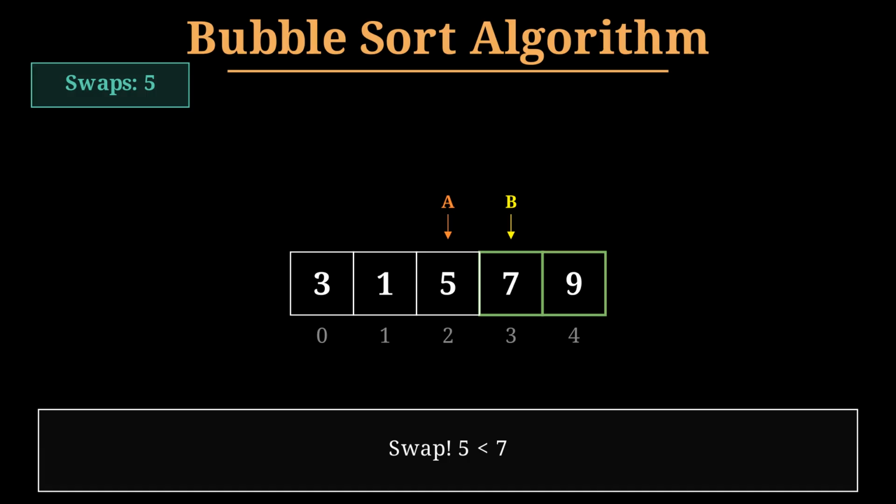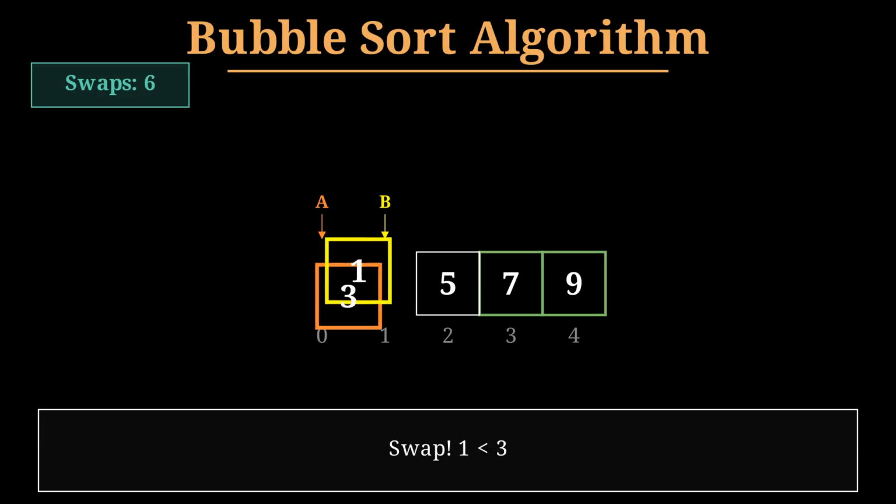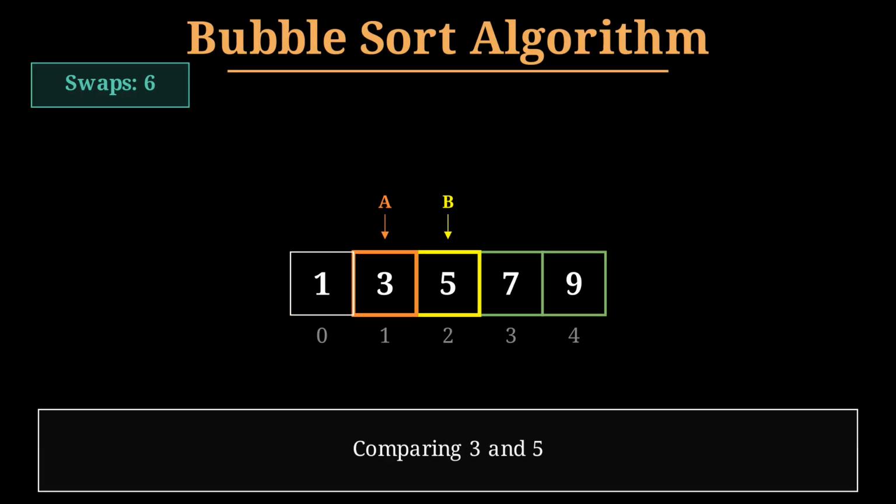Starting pass 3. We will compare each pair of elements that haven't been sorted yet. Now, let's compare 3 and 1. Because 3 is greater than 1, they are in the wrong order. We must swap them. Now, let's compare 3 and 5. Since 3 is already less than or equal to 5, no swap is necessary. The element 5 has bubbled up to the end of the current range. It is now in its permanent, sorted position.